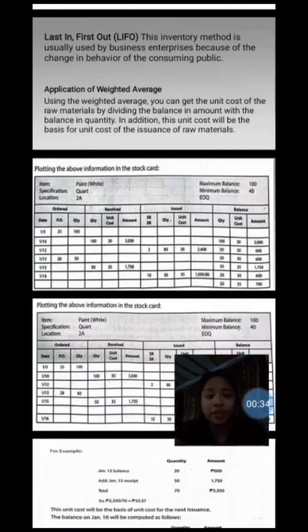Application of weighted average. Using the weighted average, you can get the unit cost of the raw materials by dividing the balance in amount by the balance in quantity. In addition, this unit cost will be the basis for the unit cost of the issuance of raw materials.